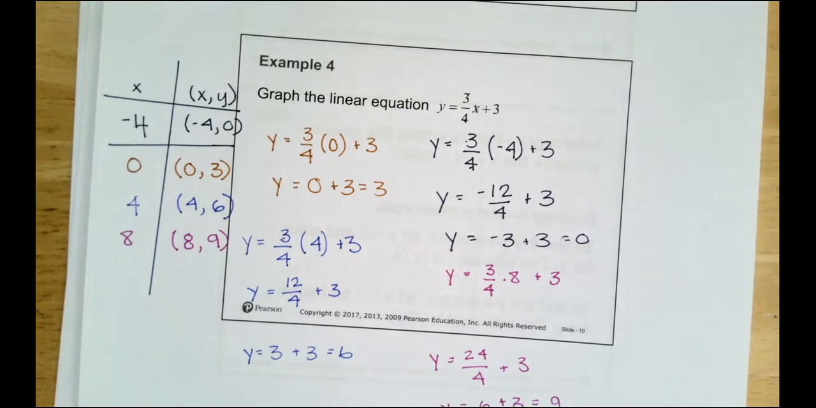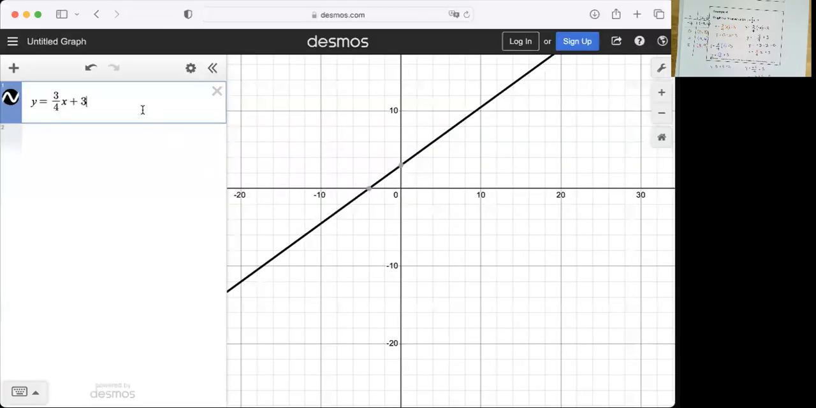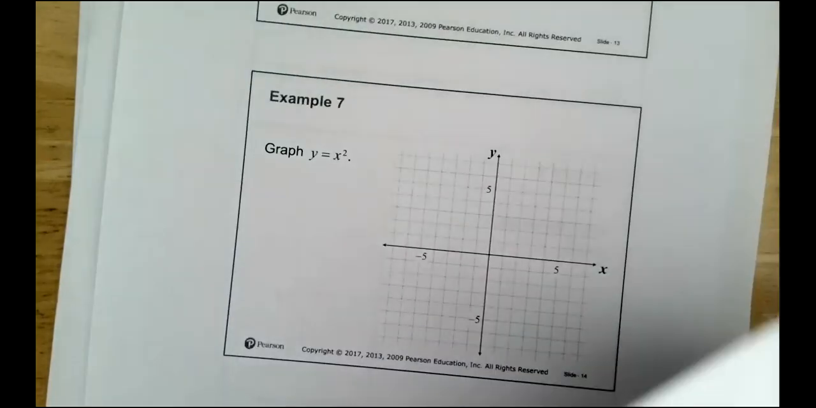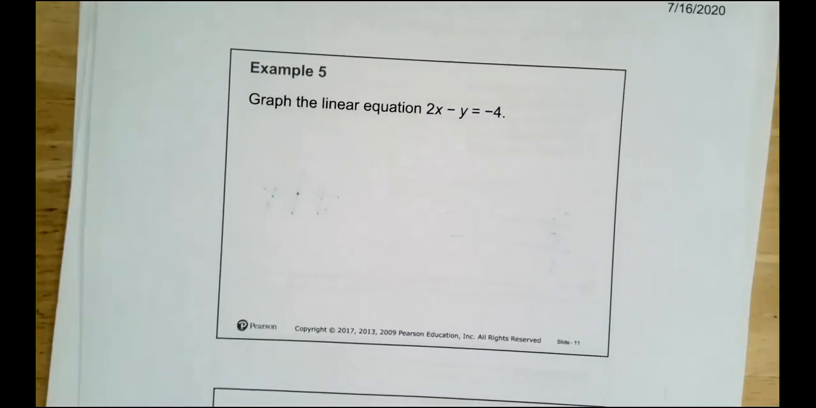And if I graph those points, like -4, 0, I'll see them on my graph. All of the points that I find in my work, I will be able to see on my graph. Okay?